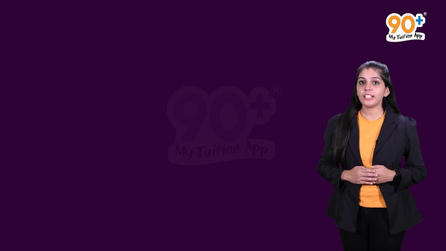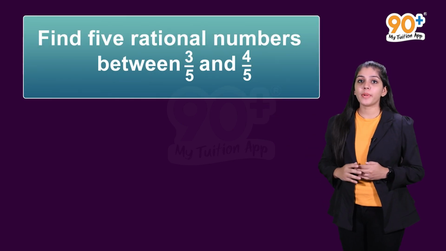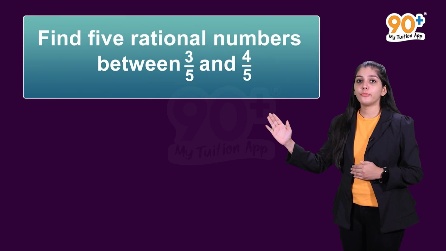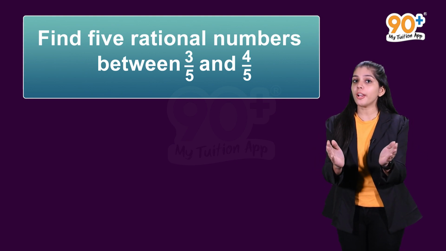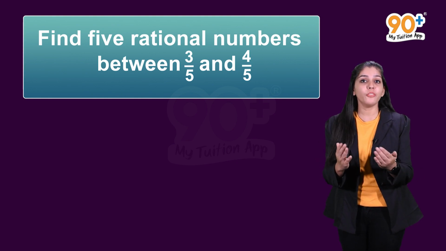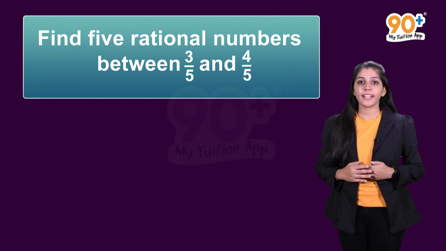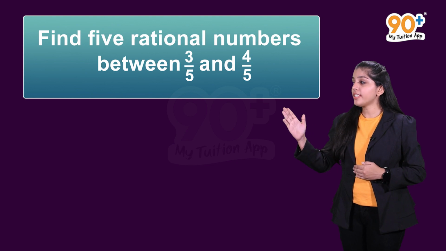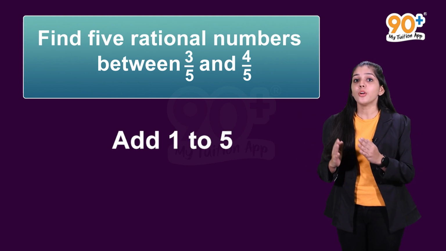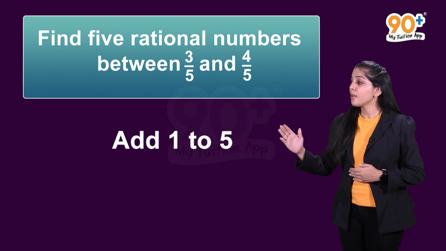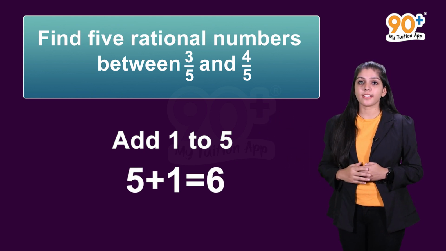We have the question, find 5 rational numbers between 3 by 5 and 4 by 5. Students, isn't this question very similar to our previous question? Then how will you solve it? Here it is. Observe that both these rationals have the same denominator 5. So let's add 1 to 5. We get 5 plus 1 is equal to 6.